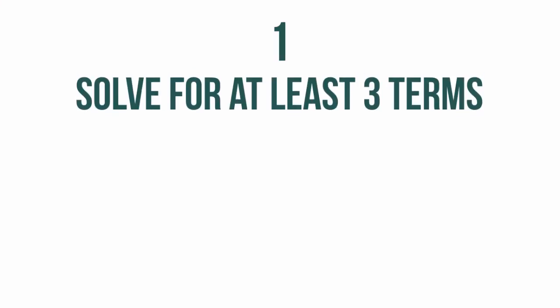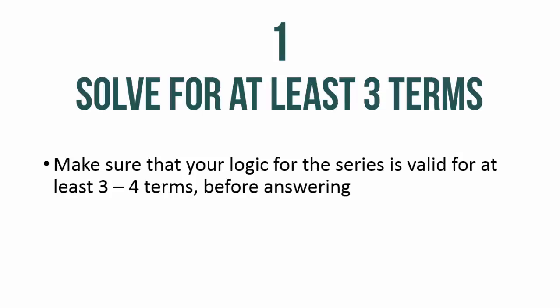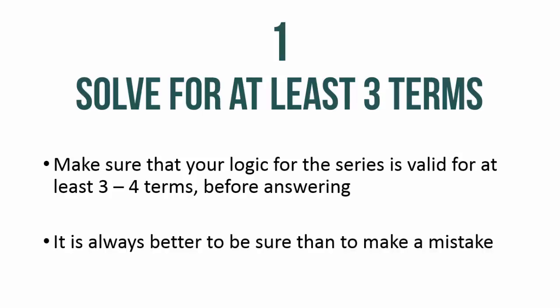The first shortcut is to solve the series for at least 3 terms. That is, once you look at a series and you think up a certain logic as to what the series can be, you must make sure that your logic is valid for at least 3 to 4 terms in the series before choosing your answer. Never base your logic on just 2 terms, because you have no way of making sure whether your answer is correct or not. It's always better to be sure than to make a mistake in the IBPS, because every wrong answer has minus 0.25 marks.